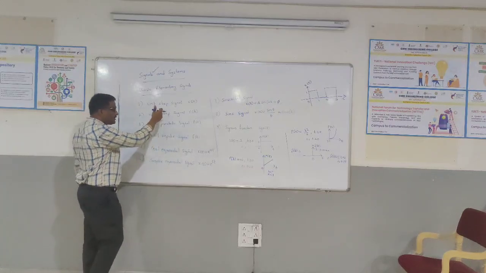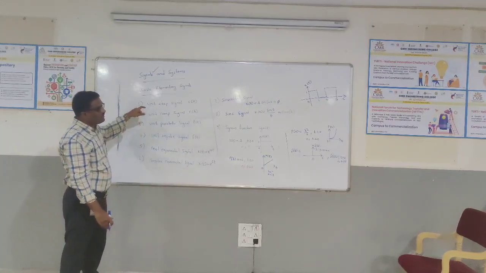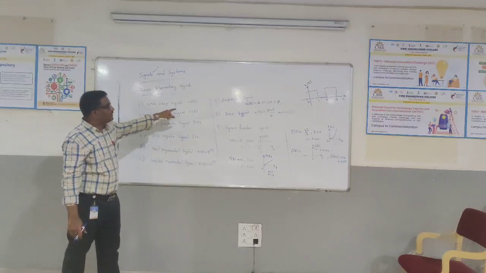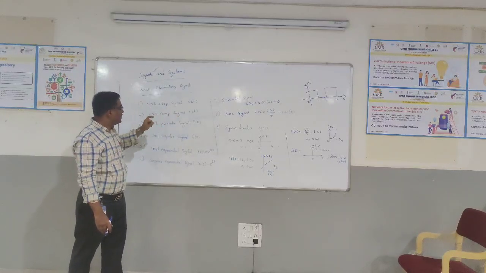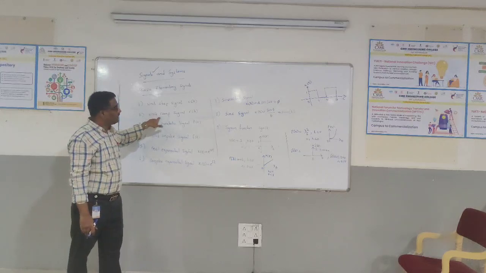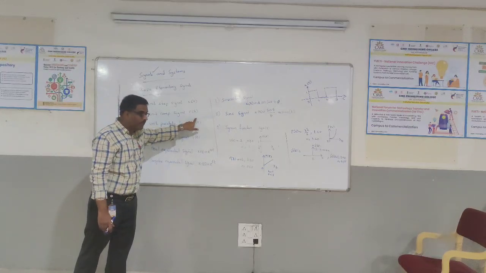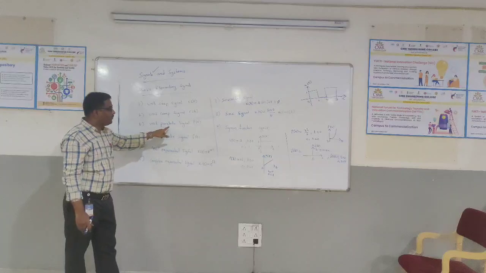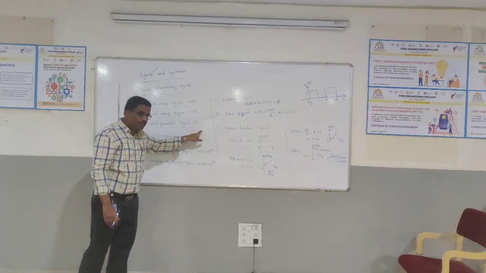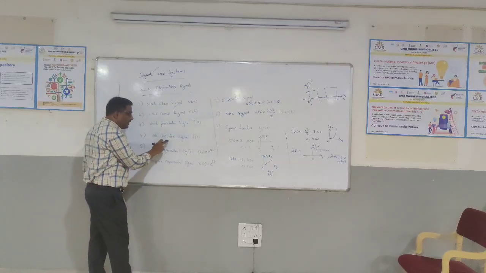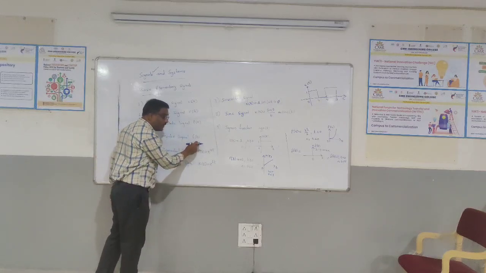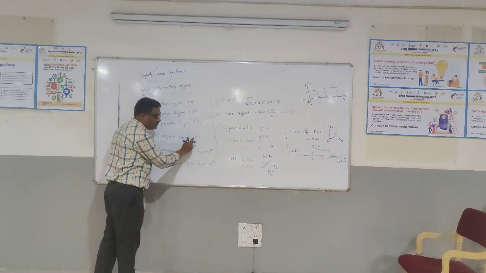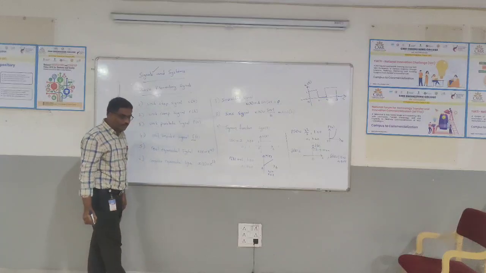We have some standard signals. The first signal is the unit step signal, represented by U of t. The second signal is the unit ramp signal, represented by R of t. Unit parabolic signal, represented by P of t. And the unit impulse signal, represented by Dirac delta of t. This is called Dirac delta of t.